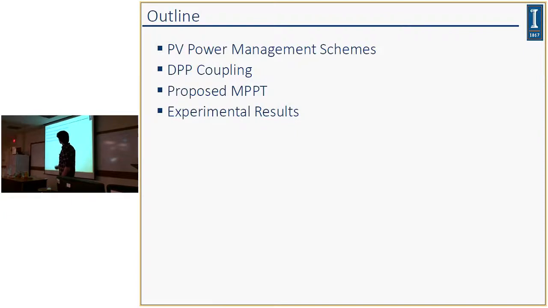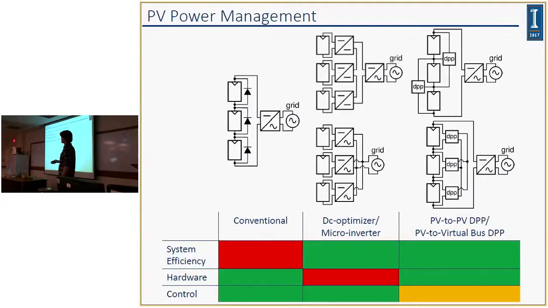Okay, so just a brief outline of what I'm going to talk about. I'm going to go over some of the main PV power management topologies that have been used throughout the years. Talk about differential power processing coupling, which ties into the asynchronous part of my title from the previous slide, and then go over my proposed maximum power point tracking algorithm, which handles this coupling issue, and then present some experimental results. So here we have three different sets of power management topologies, and a table below giving a comparison between the three different sets.